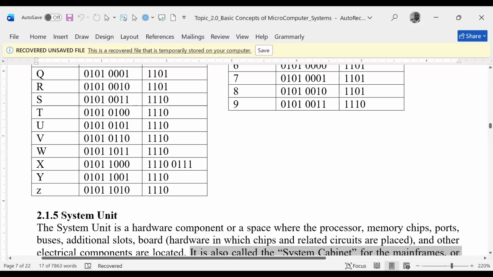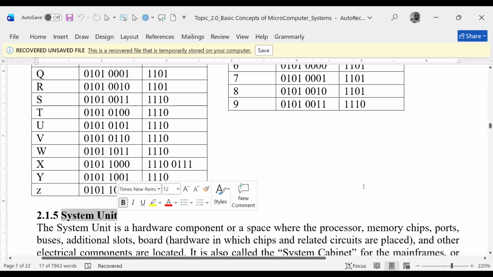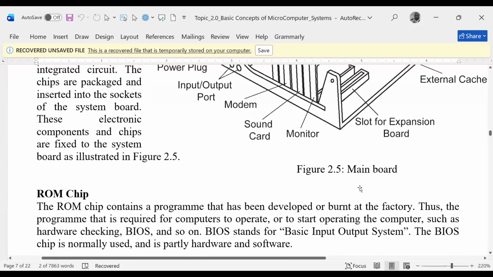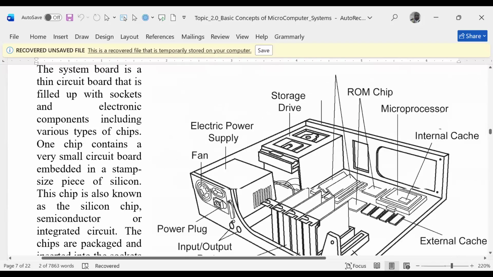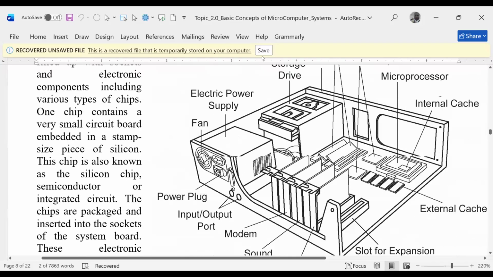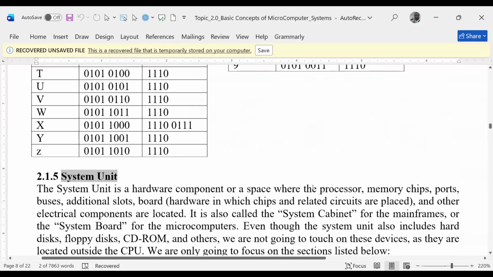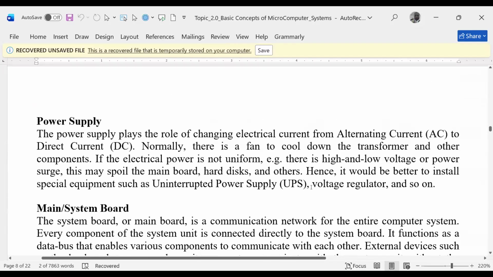Then when you open this system unit, this is how it is. This is a system unit, the big case where all the components are housed. Your memory, your hard disk, your processor or microprocessor are all inside this system unit. These are the components associated with the system unit.